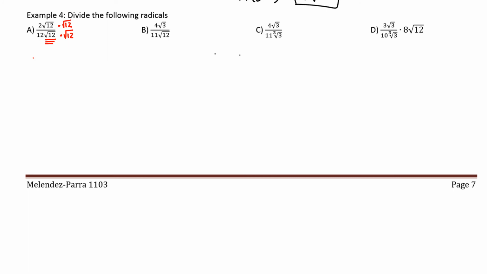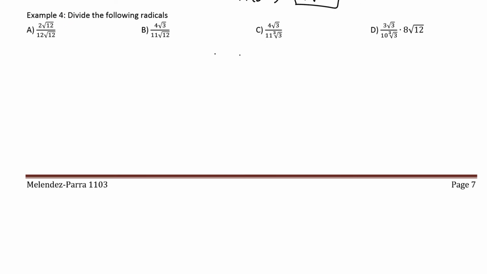You're going to have 2 times the square root of 12 times the square root of 12. Okay? Actually, better yet, this one's really easy. If you notice, you don't even need to multiply by anything. You have square root of 12 on the bottom and the square root of 12 on the top. Square root of 12 is exactly the same thing regardless of where it is.